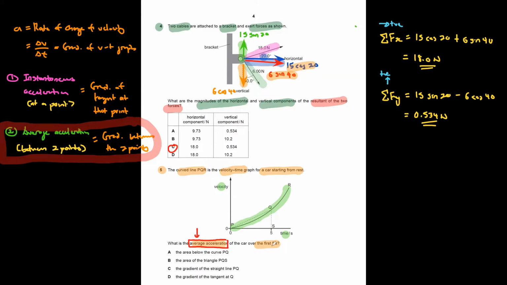In your case, the 2 points are actually the first 2 seconds. So you're interested in the average acceleration between P and Q. If you want to find the average acceleration between these 2 points, you actually take the gradient between these 2 points, which is this line here. So the answer here is actually the gradient of the straight line PQ. All right, not the gradient of the tangent at Q. This one is actually for instantaneous acceleration.